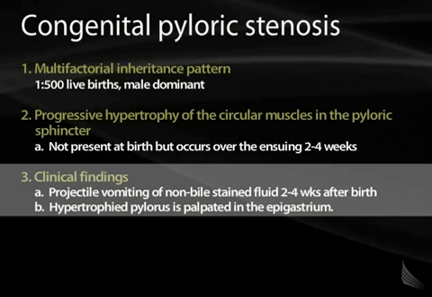You may see a photograph in the exam where they'll show you a baby, and in the epigastric region you'll see a little bump. This may represent a hypertrophied pylorus, especially if the story that goes along with it is that the baby started to vomit 2 to 4 weeks after birth. The therapy of choice in congenital pyloric stenosis is surgery to relieve the obstruction.